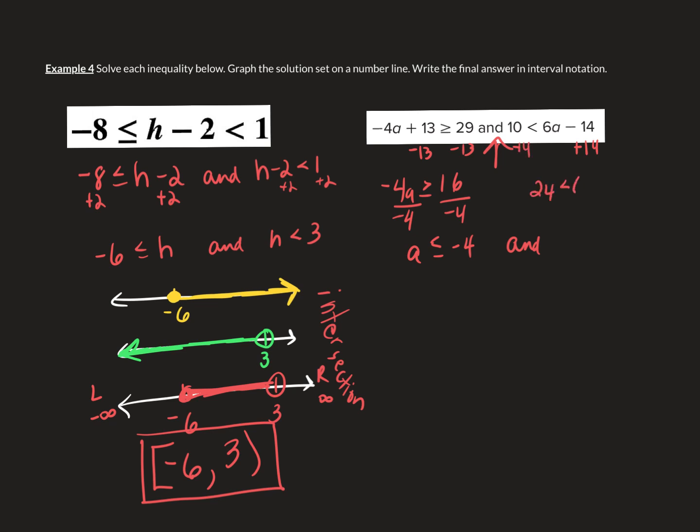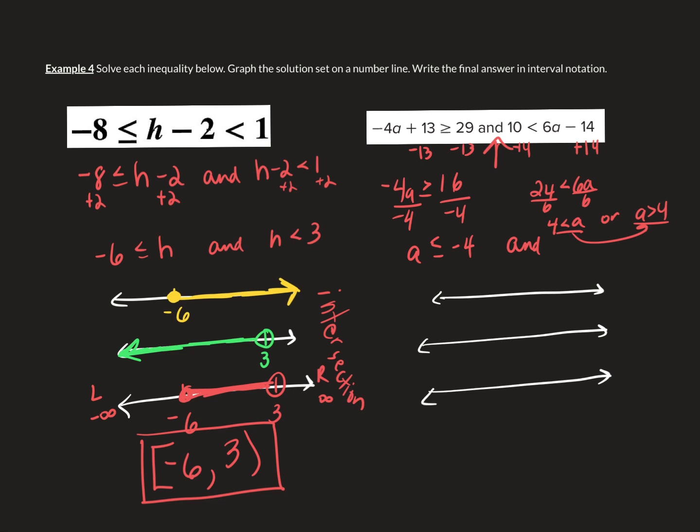And I'm going to add 14. 24 is less than 6a, divide by 6. So 4 is less than a, or you could say a is greater than 4. Those say the same thing. And I'm going to graph them both on a white number line, and then we'll put the solution on the bottom number line.